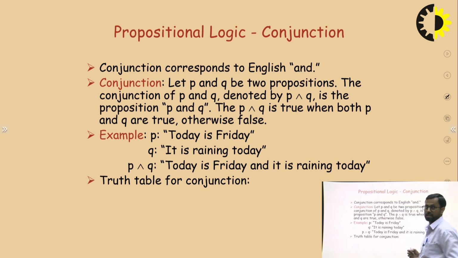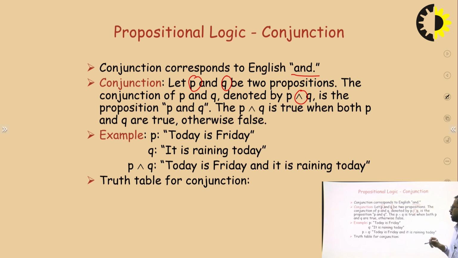Propositional logic conjunction. The second point is conjunction, which corresponds to English 'and'. It is the logical AND in the logical concept case. What is conjunction? Let P and Q be two propositions. The conjunction of P and Q is denoted by P ∧ Q. It should be called logical AND. The proposition P and Q is true when both P and Q are true, otherwise false.